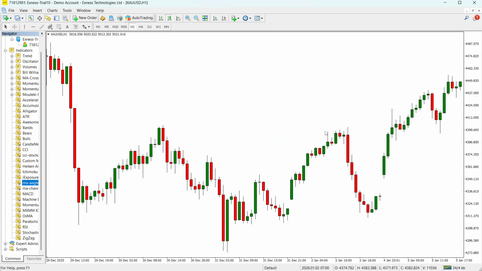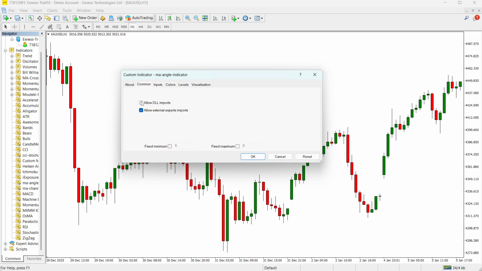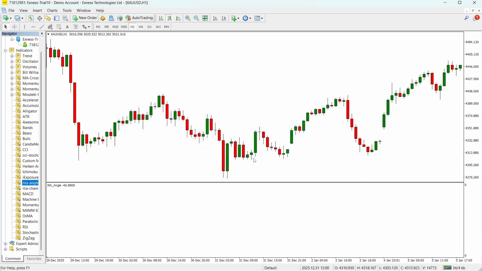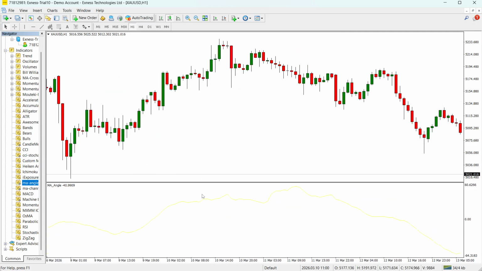This tool measures the slope angle of a moving average to help you assess trend strength. At this point, I'll load the indicator on the chart so you can see how it looks in real time. Remember to allow the DLL inputs. Alright, there we have it.